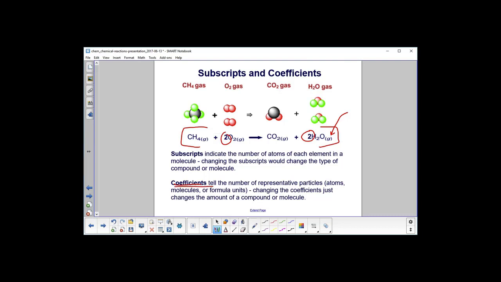They tell the number of representative particles, which can be atoms, molecules, or formula units. And all the coefficients do is they change the amount of compound or molecule. Subscripts indicate the number of atoms of each element in a molecule. If you change the subscripts, that would change the type of compound or molecule. So we're not going to be doing that. We're going to be changing the coefficients to balance the equations.